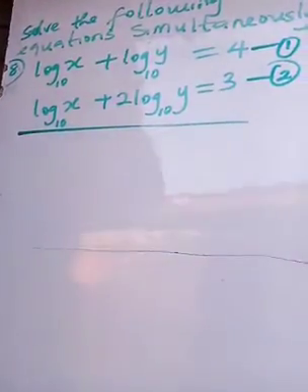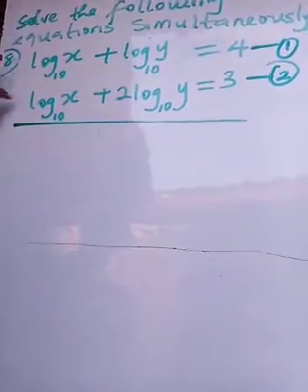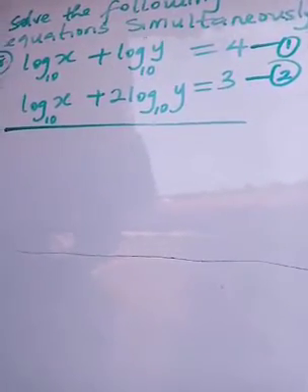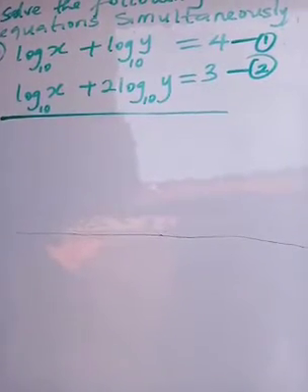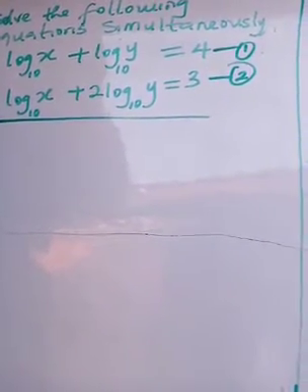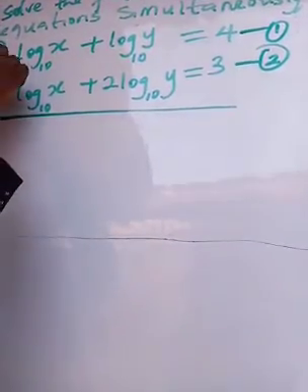So we'll just subtract. We are subtracting because the signs are the same. If the signs are the same, you subtract. If the signs are different, that's when you add. So the signs are the same, so we are subtracting.